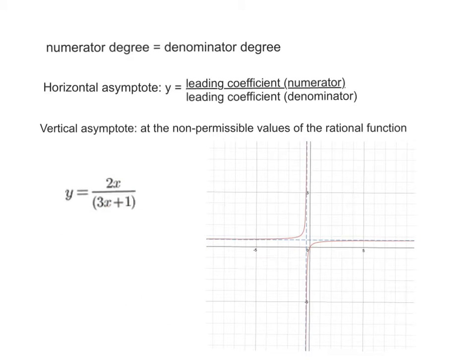Here's the other type that you have to consider. When the numerator degree is equal to the denominator degree. That's what you had on the back of the page, right? Like an x squared over an x squared? Or an x over an x? I think that's what it was.